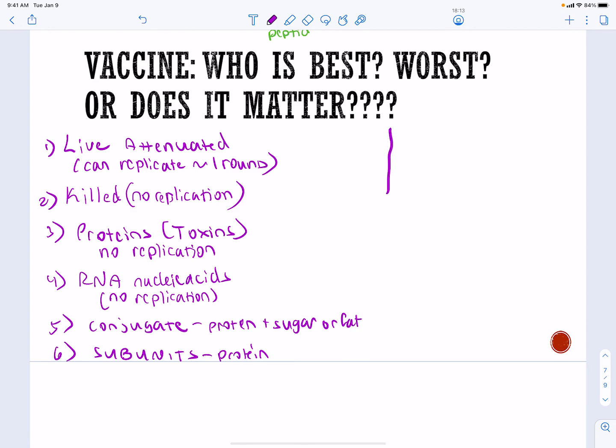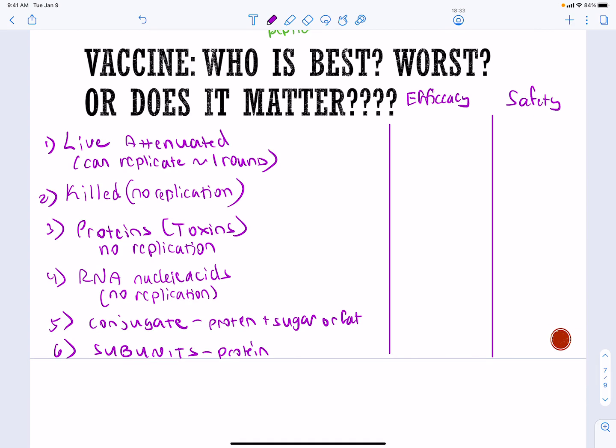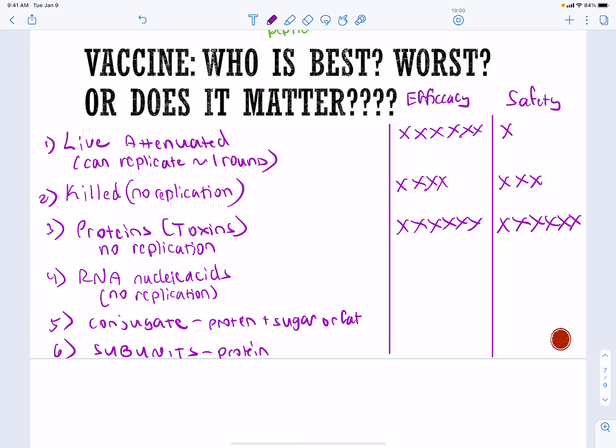And so if you look at all of these, the 2 things you're mostly interested in are efficacy and safety. So this has high efficacy, and it has lowest safety. The killed has higher, oops, did I do that? The killed will have relatively high efficacy, and it'll have better safety. Your protein toxins have high efficacy and are very, very safe. They don't ever cause disease.